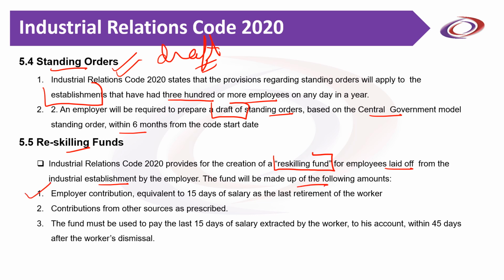Employer contribution will be there. It will be 15 days of salary as of the last retirement of the workers, then contribution from other sources as prescribed, and the fund must be used to pay at least the last 15 days of the salary that is drawn by the worker within 45 days of the layoff or the dismissal. So this is related to the reskilling fund of the laid off employees.